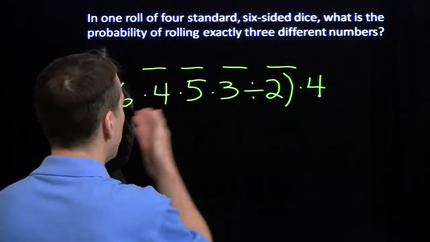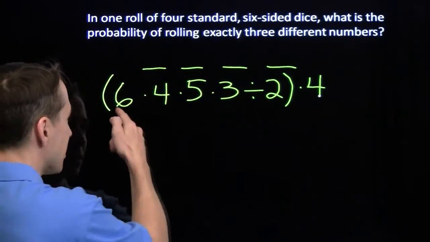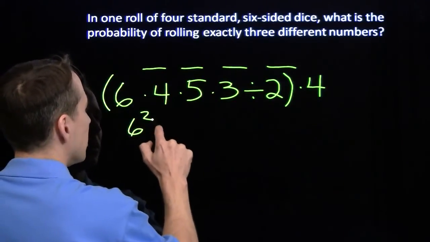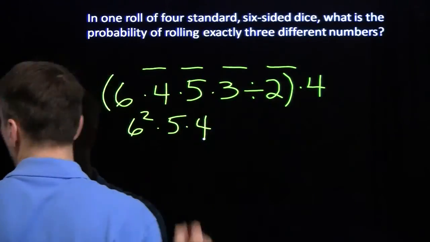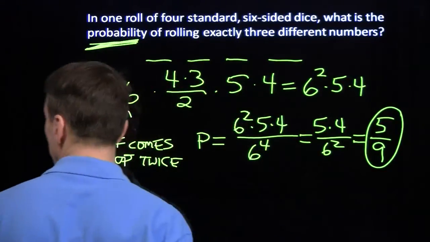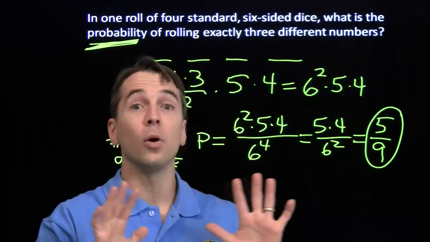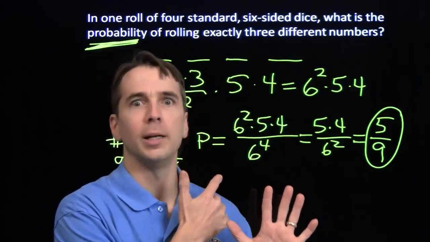So now we just need to compute this. Let's see here. We've got 4 times 3 divided by 2, that's 6. So we have 6 squared times 5 times 4. And that's exactly the same thing we had right here in our numerator, so we're going to get exactly the same answer. So we've hit it. We've hit the gold standard of counting problems right here.